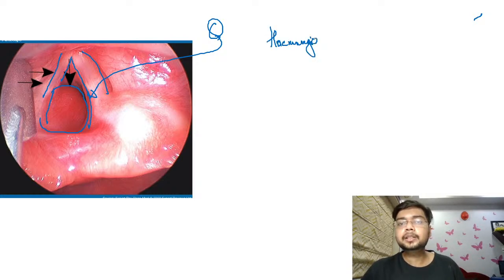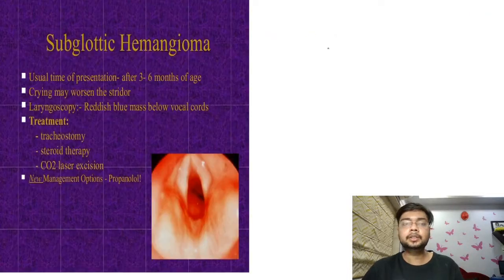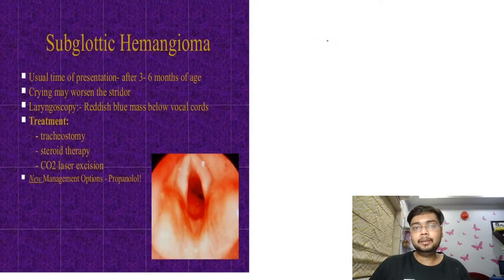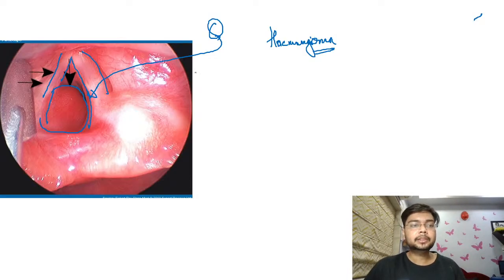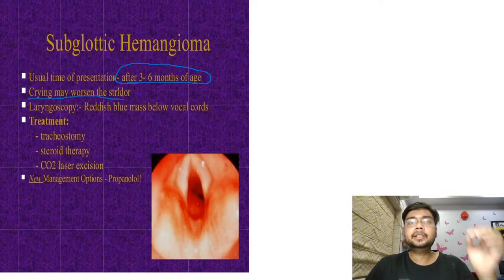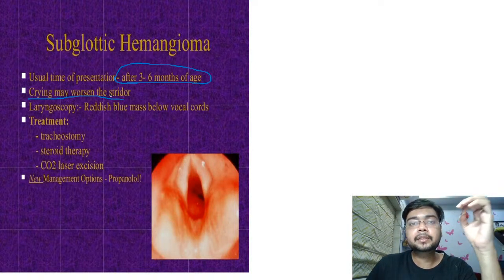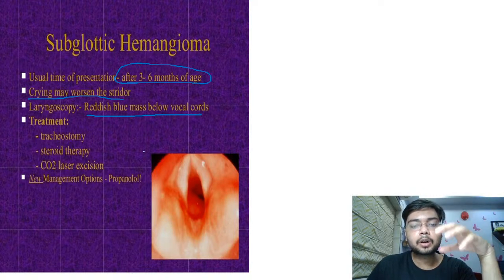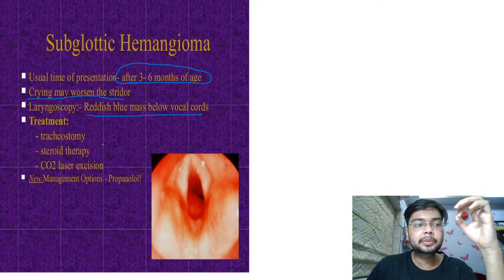So there is a congenital condition called subglottic hemangioma. Why subglottic? Because this structure is seen below the vocal cords, below the vocal folds, and that is why it is the subglottic hemangioma, which is seen usually, the presentation is usually after 3 to 6 months of age. What the patient will present with is crying that may worsen with stridor. A reddish blue mass below the vocal cord, below the vocal folds, you will be able to see.